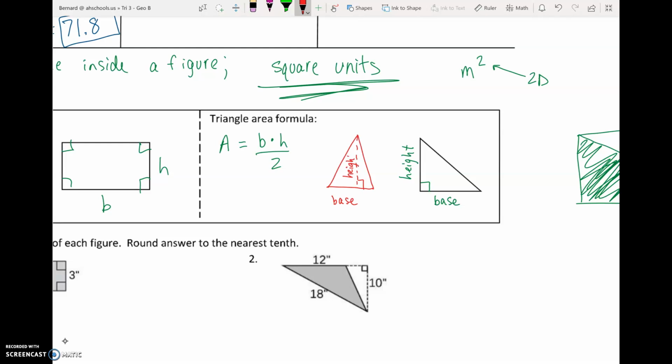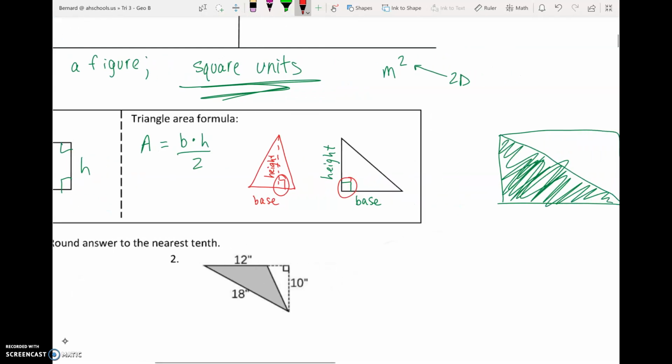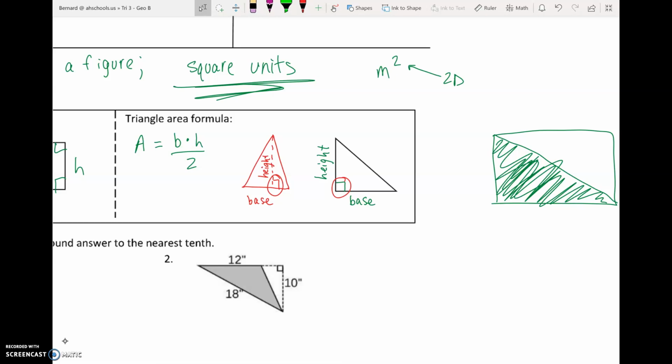That is your height. And so again, the crucial part is your height and your base always form a 90-degree angle with each other. And so look for that. Whatever 2 sides are forming a 90-degree angle with each other, those are the 2 numbers we need to use in our base times height divided by 2 formula. And so let's mark that. Height and base form a 90-degree angle.